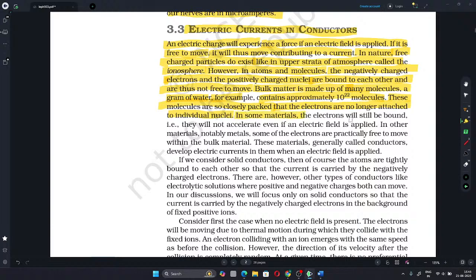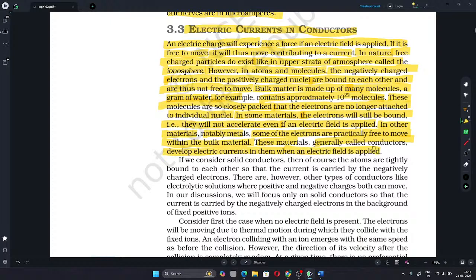In some materials, the electrons will still be bound, that is, they will not accelerate even if an electric field is applied. In other materials, notably metals, some of the electrons are practically free to move within the bulk material. These materials, generally called conductors, develop electrical currents in them when an electric field is applied.